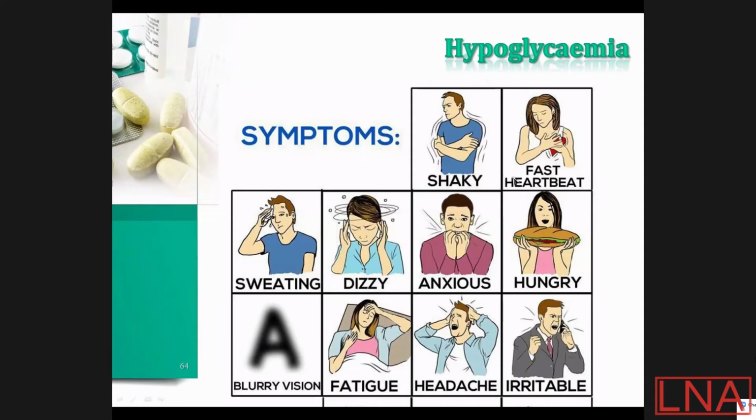The second way of therapy, besides insulin, is oral hypoglycemic drugs. As I told you, these drugs are used for the treatment of diabetes type 2.